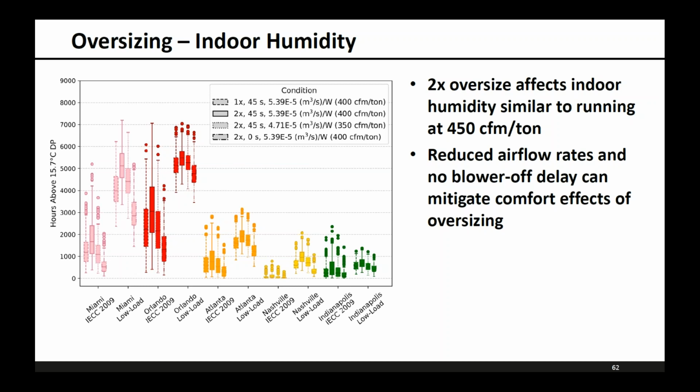And then the last box and whisker adds on eliminating the blower off delay. So oversized unit, no blower off delay, and back to 400 CFM per ton, sorry, not adding on to that, is an even larger reduction than just reducing the airflow rate. So between those two things that can typically be adjusted without too much effort, some of the humidity effects associated with an oversized unit can be mitigated.